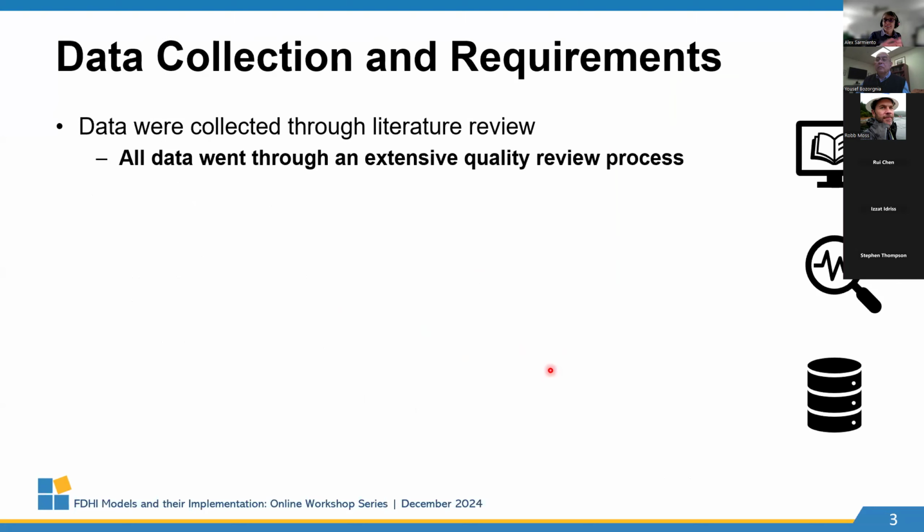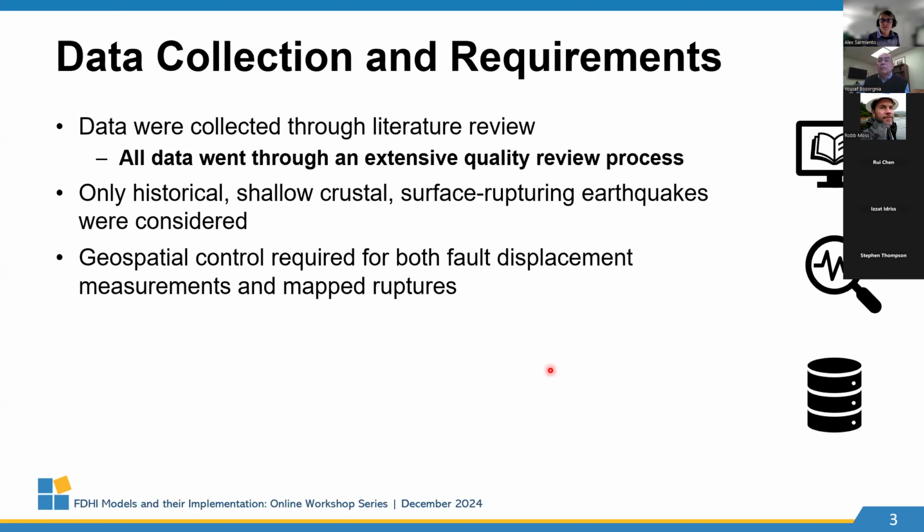So we collected the data through a literature review. We did not go out and collect the measurements ourselves, but instead we drew from the reliable scientific literature. And all of the data went through a very extensive quality review process where we systematically looked at everything for completeness and accuracy and consistency and whatnot.